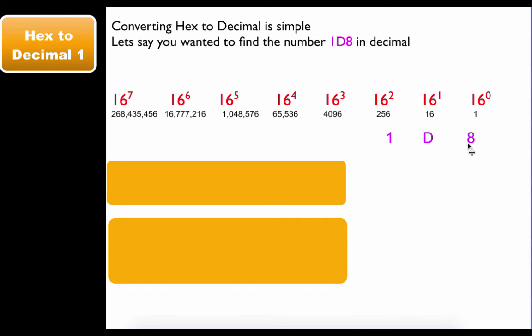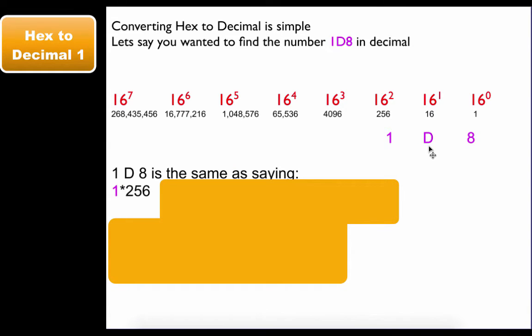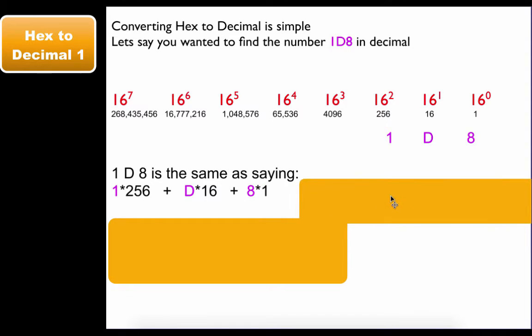We write it underneath, and we have 1D8, and this 1 is the same as saying 1 times 256. This D is the same as saying D times 16. And this 8 is the same as saying 8 times 1. So let's see the answers. Well, we know 1 times 256 is 256. 8 times 1 is 8. But what about D times 16?